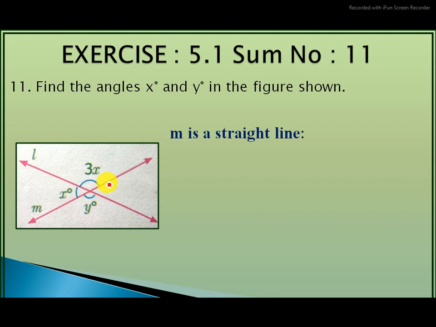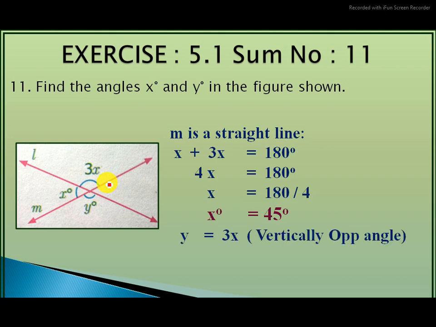So using that, let's find the value of x. X plus 3x is 180. So 4x is equal to 180. X is equal to 45 degrees. We found the value of x. Now 3x and y are vertically opposite angles. So y is equal to 3 times 45. So angle y is 135 degrees.